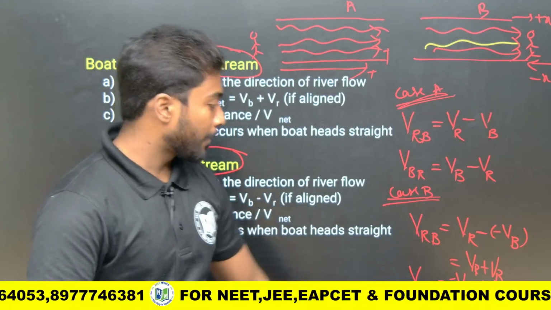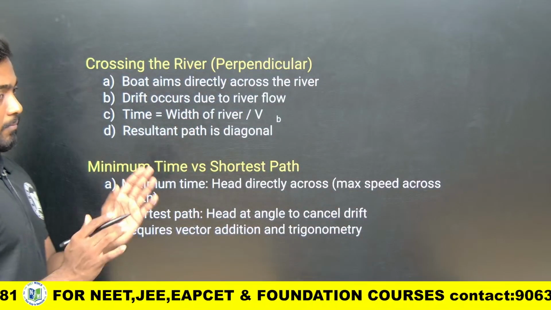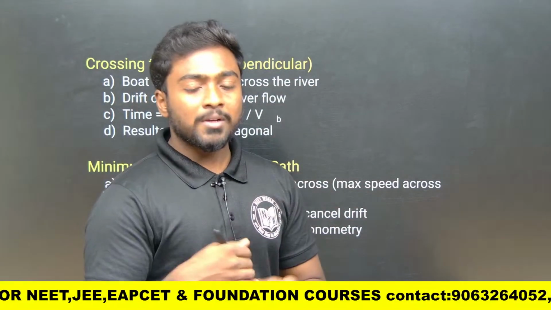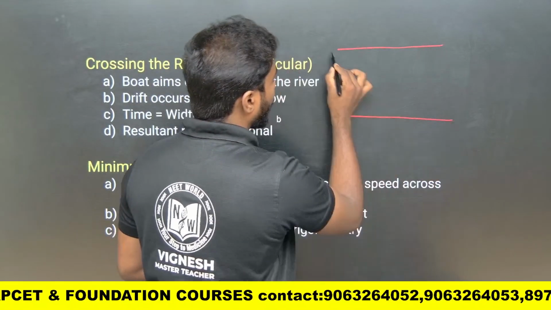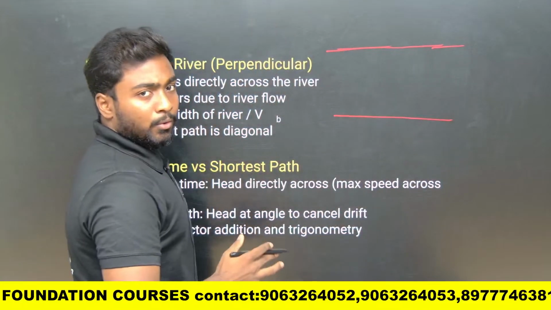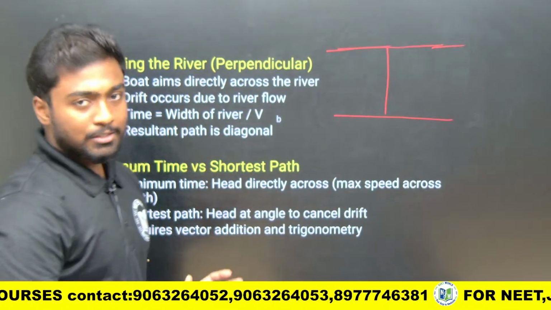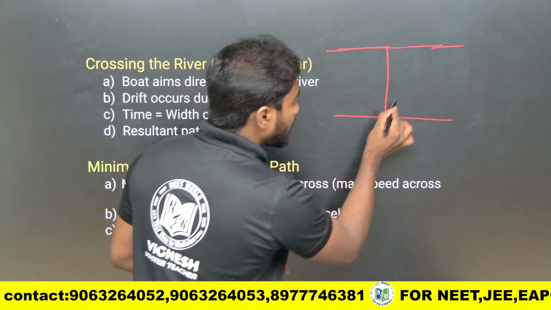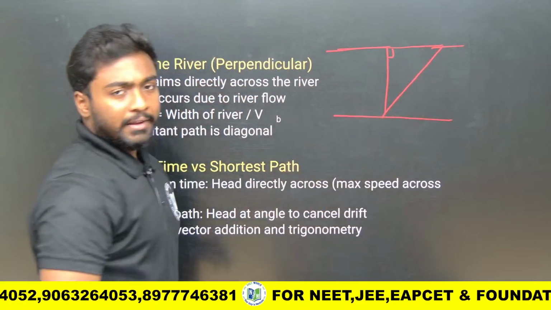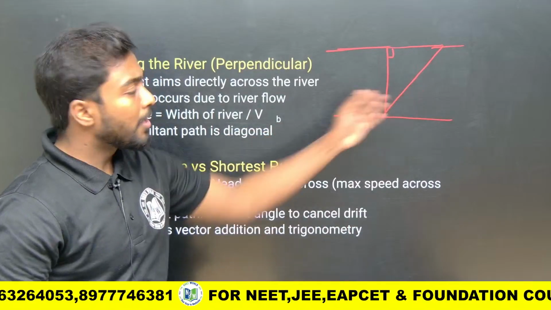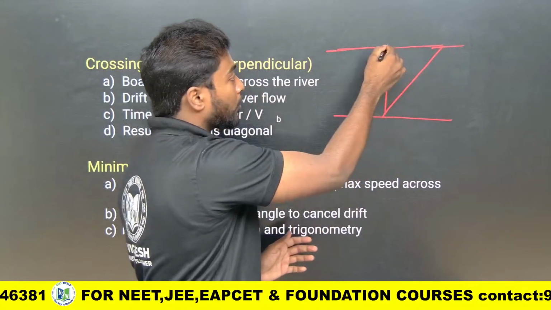If you keep these two things in mind, you can do the relative motion problems easily. Okay. Next thing, crossing the river. How much time will it take to cross the river? This is the shortest path, with a 90 degree angle. The hypotenuse is the longest side of the triangle, right? So this will be my longest distance. I want to travel the shortest distance.